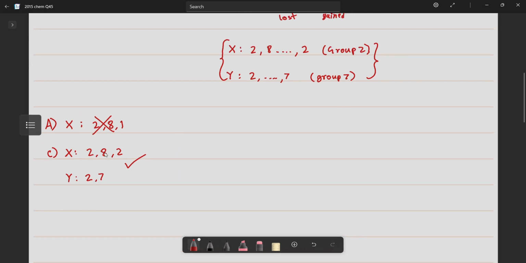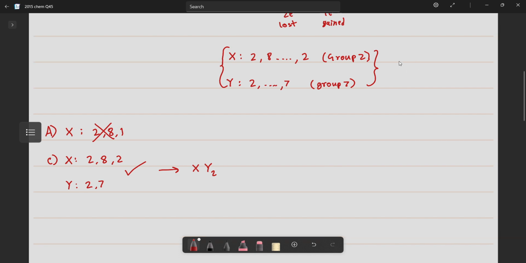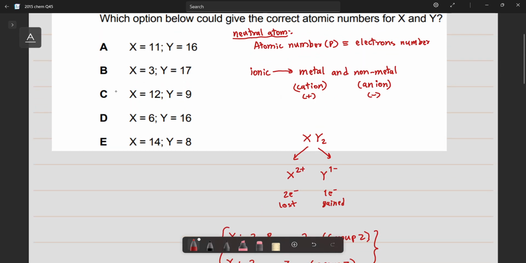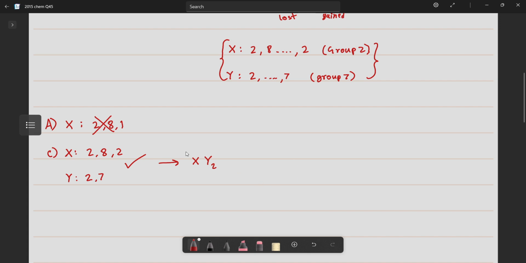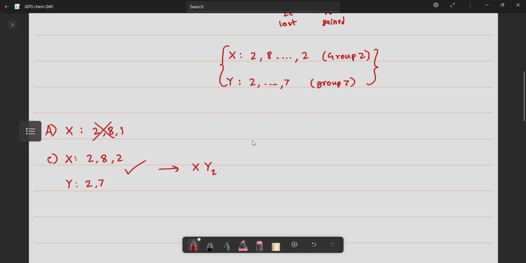So that's why X will lose 2 electrons, and there must be 2 Y atoms to gain 1 electron each to form the compound XY2. So option C is the correct option. So that's how we solve this question.